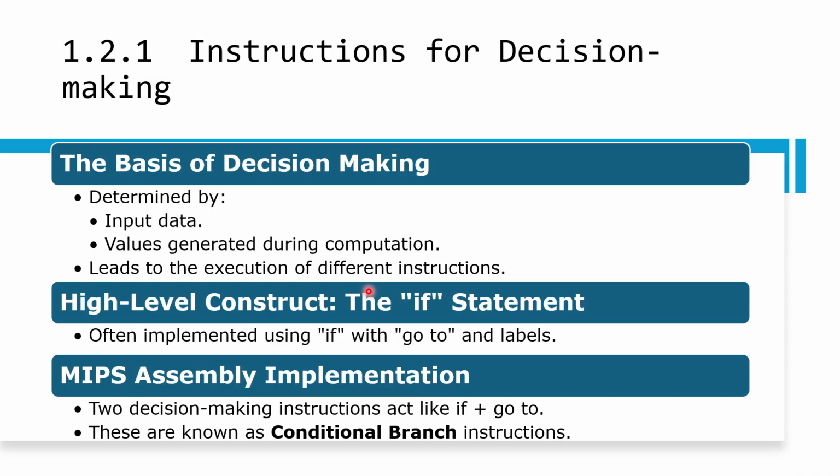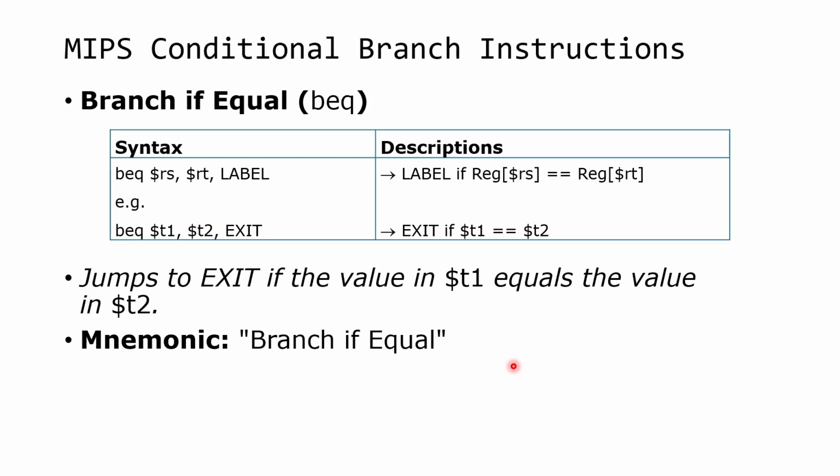In a high-level construct, we use the if statement, but in assembly code, they are often implemented using if with goto and labels. In MIPS assembly implementation, two decision-making instructions act like if plus goto. So these are known as conditional branch instructions. There are two basic conditional branch instructions.